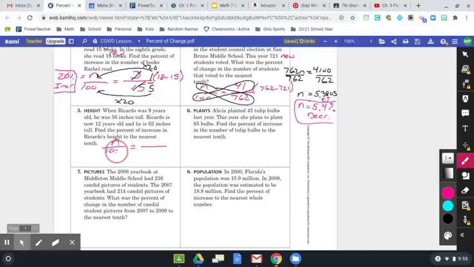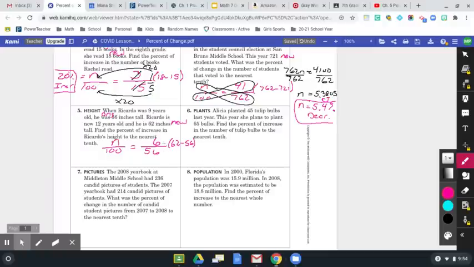So setting up my proportion, I'm going to look. 56 is the original height when he was 9. He's now 12 and he's 62 inches, so that's his new. So what's that difference? 62 inches minus 56 inches. And that would be a difference of 6 inches. And then that original amount. So remember, he was originally 56 inches when he was 9 years old.